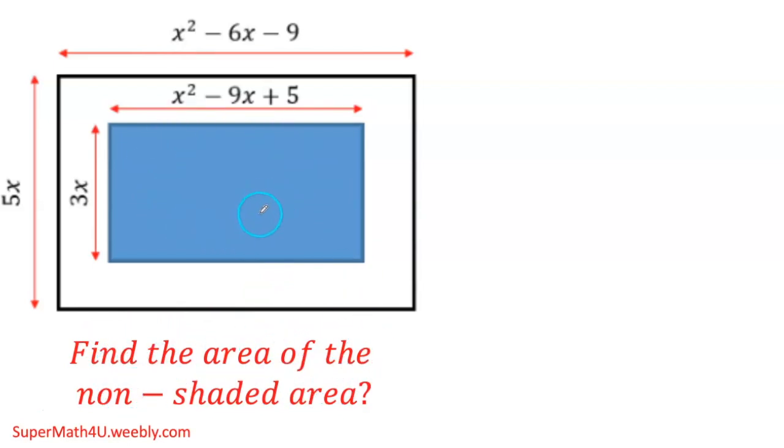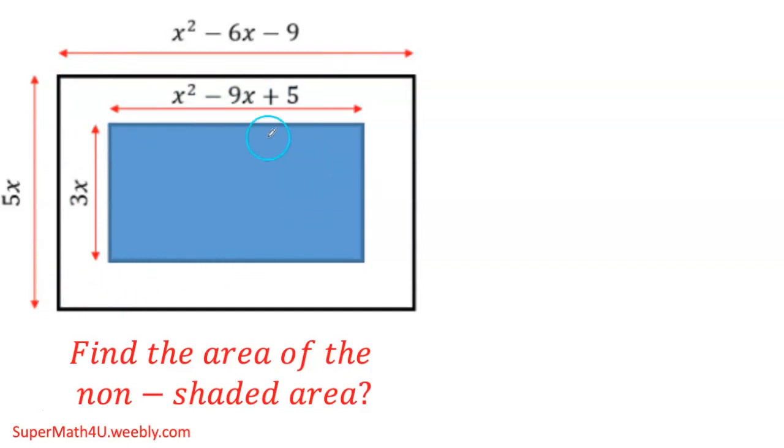So basically what we have here, this is a pool. You see this color blue, so that's the water. And this around it, the non-shaded area, is like a walkway around the pool. These are the dimensions for the pool, right? The 3x will be, let's call that my length. And the x squared minus 9x plus 5, this is going to be the width. So width and length. The outside is the width and the length of the whole thing.